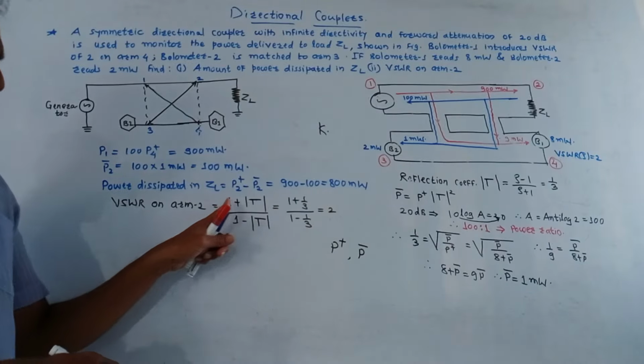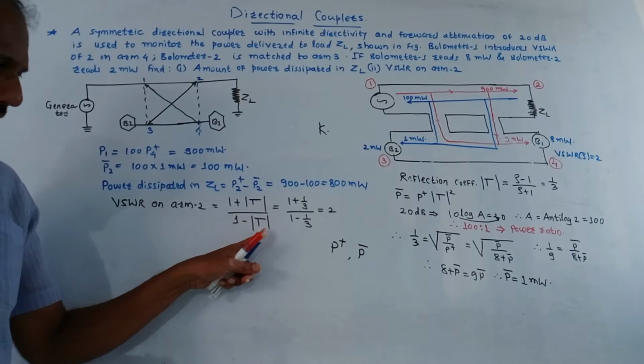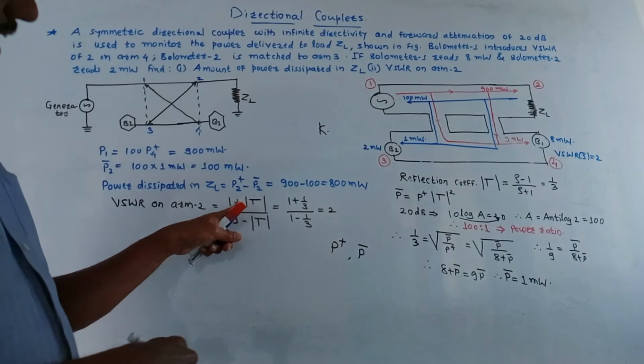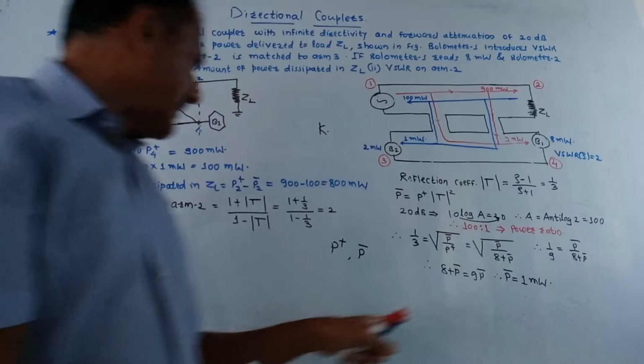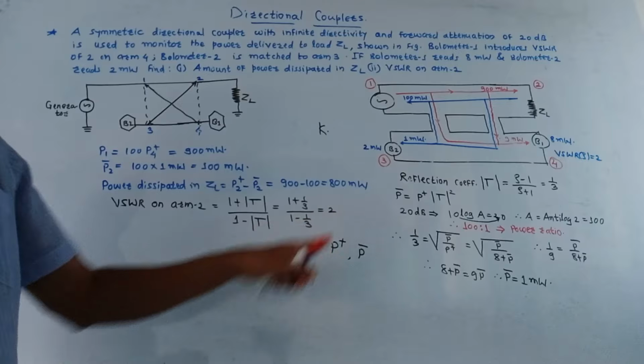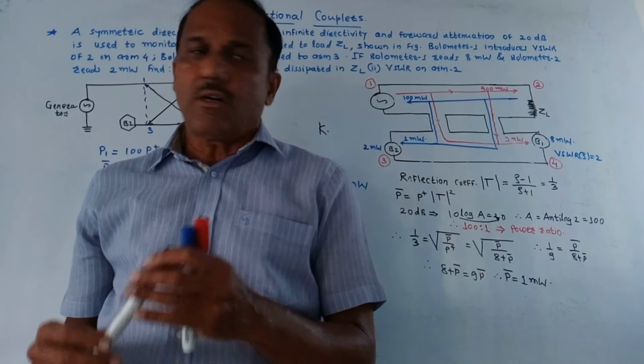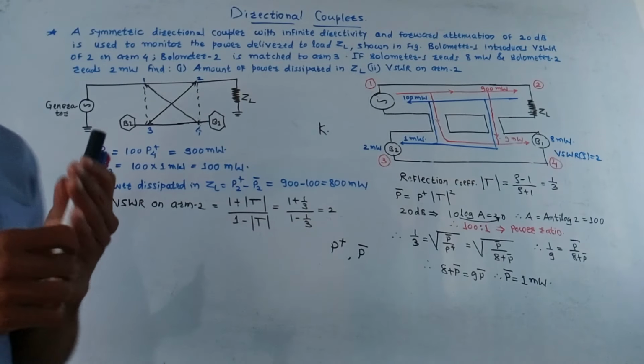Second part, VSWR on arm 2, simple formula: 1 plus mod of reflection coefficient upon 1 minus mod of reflection coefficient. We know that the value of reflection coefficient is 1/3. So 1 plus 1/3 divided by 1 minus 1/3, the answer is 2. So this is the way to solve numericals on directional couplers.